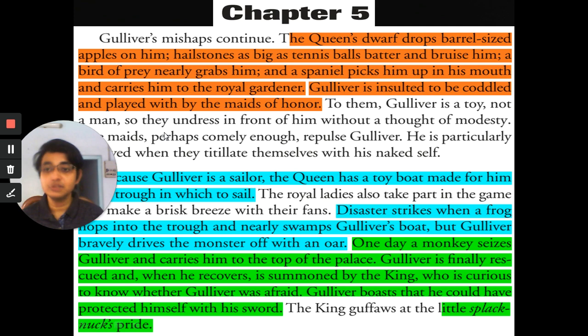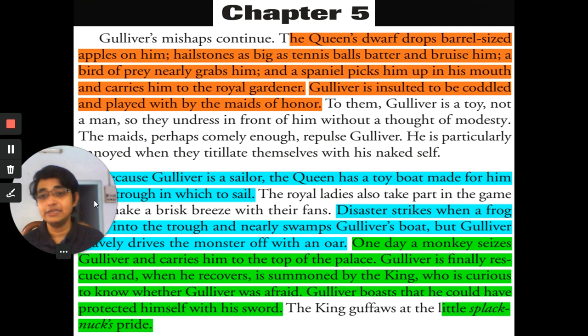A bird of prey, an eagle, nearly grabs him, and a spaniel picks him up in its mouth and carries him to the royal gardener. So all these mishappenings continue for Gulliver. Gulliver is facing a lot of challenges in this huge land, and Gulliver is insulted to be coddled and played with by the maids of honor.